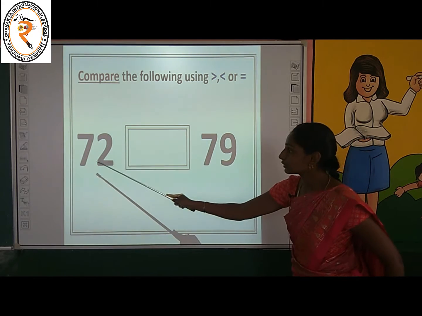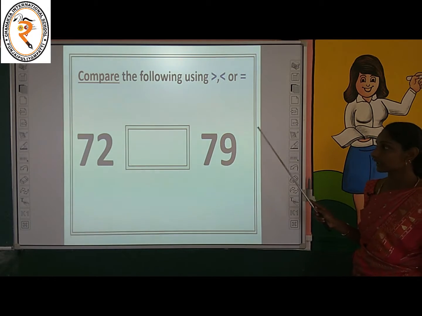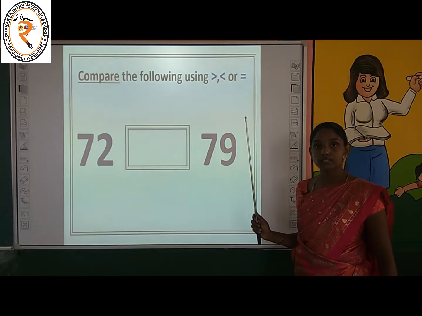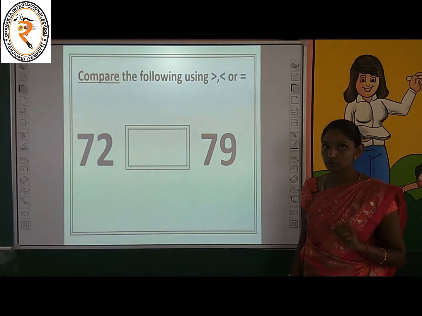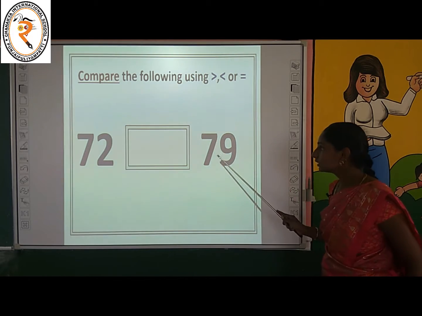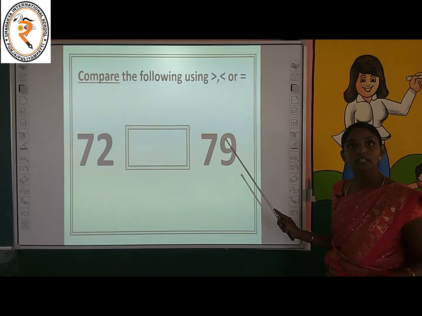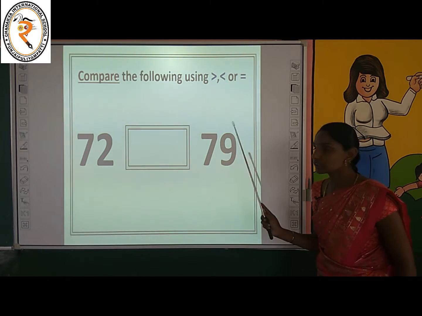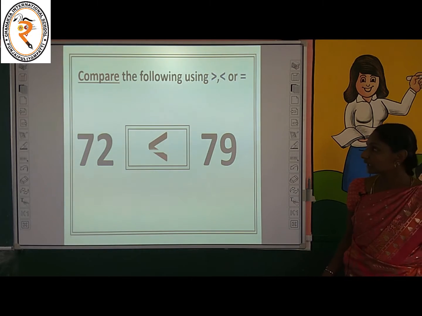Now we are going to compare number 72 and 79. Children, are these 2 digit or 1 digit? Both are 2 digit. What rule can we use? We have to use rule 2. Yes. First compare digits in the tens place. 7 and 7. 7 and 7 are equal. Then move on to the digits in the ones place. 2 and 9.